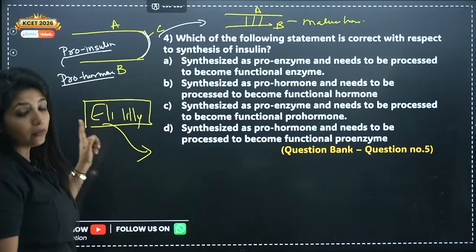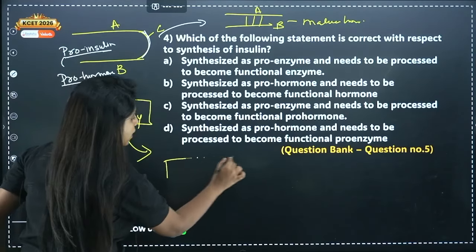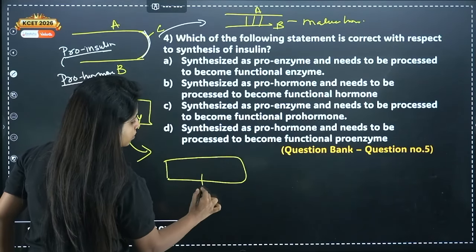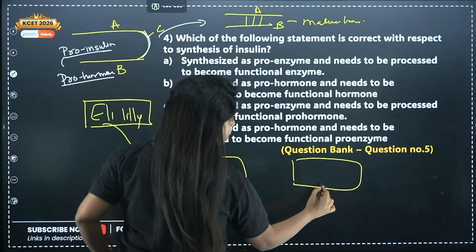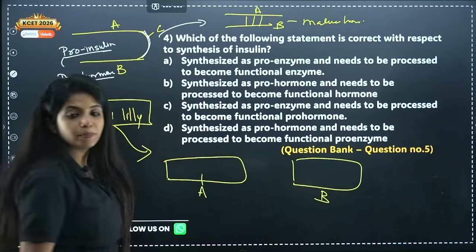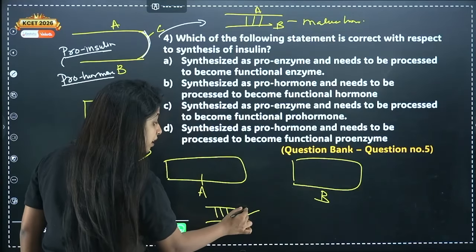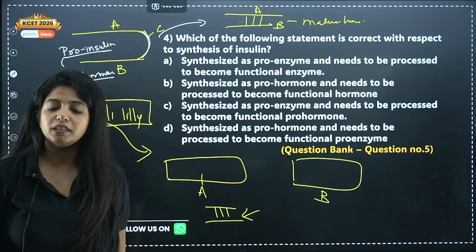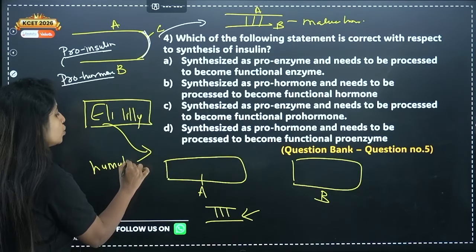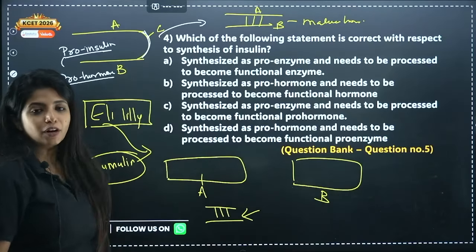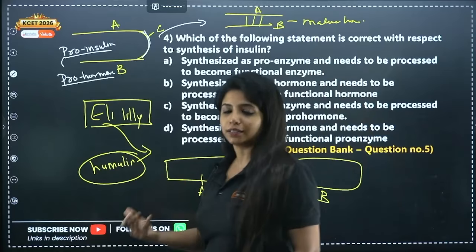Now over here, what did Eli Lilly do? It took the gene coding for A peptide, and it made one E. coli to produce the A peptide, and it took the gene coding for B peptide and put it in another E. coli. Now this produced B peptide. Now A and B were retrieved, and both of them were joined in the laboratory with disulfide bonds. This is how you got the human-like insulin, which you call humulin.